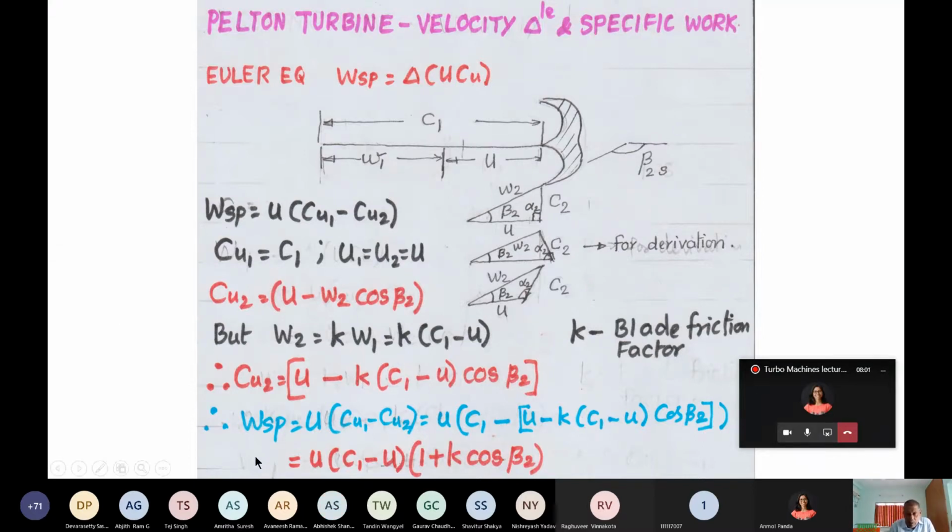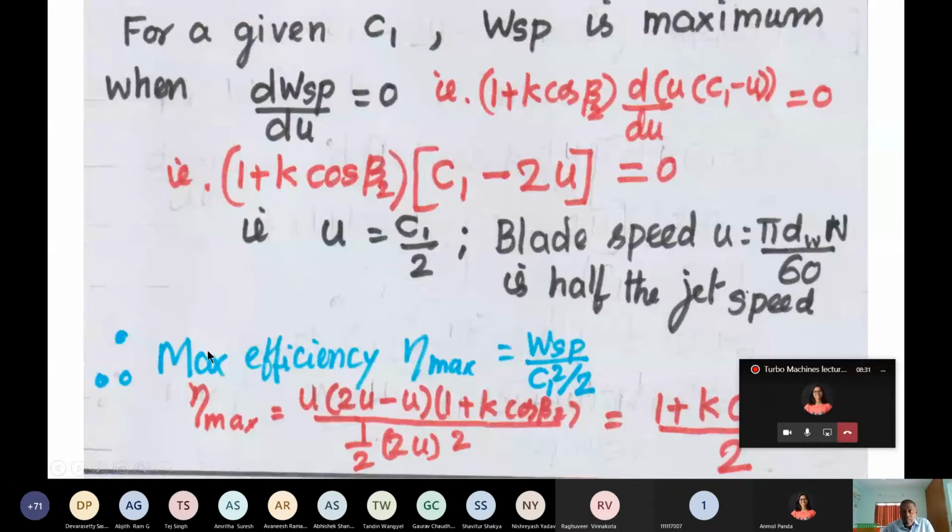So for W specific, you should know U, the blade velocity, then beta 2. K is a coefficient which has to be assumed, 0.9, 0.92 like that. Then C1. C1 is the jet velocity, it's the free jet. So for a Pelton turbine, the entire head available is converted in the nozzle, given by the equation.